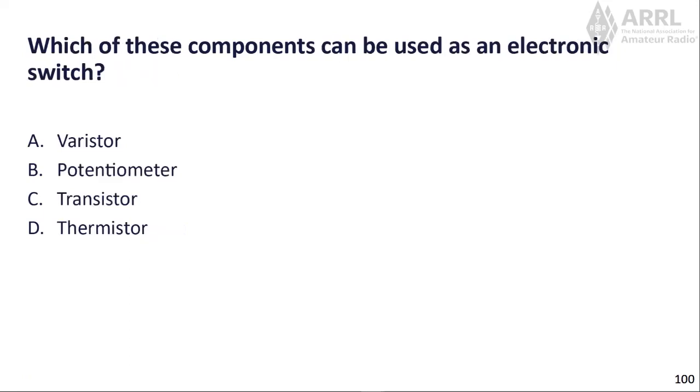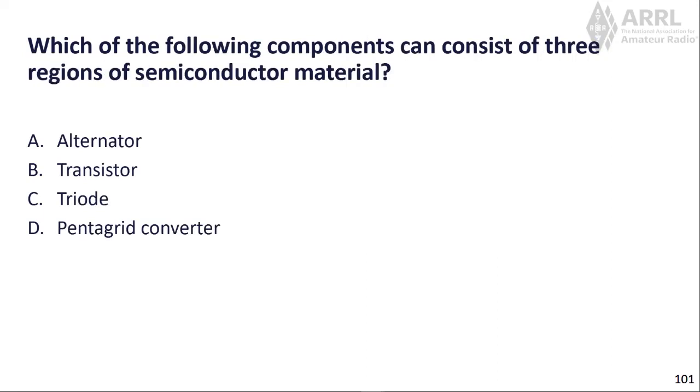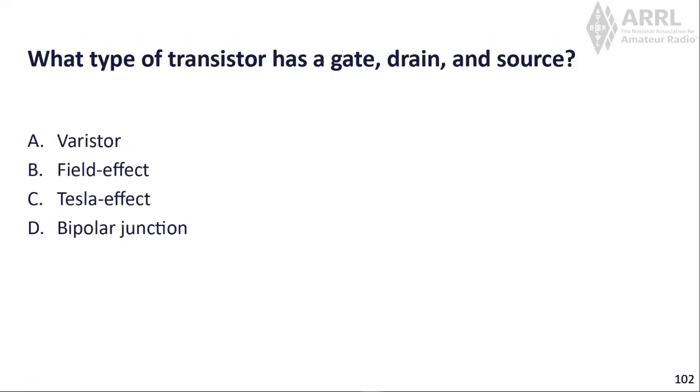Which of these components can be used as an electronic switch? And that would be a transistor. Answer C. Which of the following components can consist of 3 regions of semiconductor material? And that would be a transistor. B. What type of transistor has a gate, a drain, and a source? And that would be the field effect transistor. Answer B.